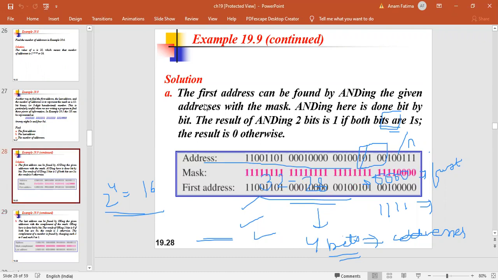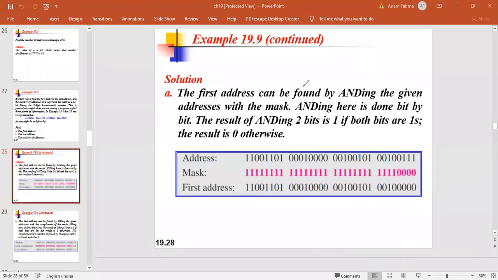There's another way to find the first address, last address, and the number of addresses, which is more used in writing your programs, whenever your IP address and corresponding mask are given. Like in this question, we had the mask as slash 28. When the mask is converted into binary notation, you can set the starting 28 bits as 1 and the remaining 4 bits as zeros.